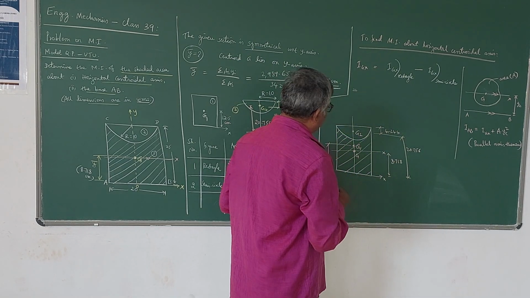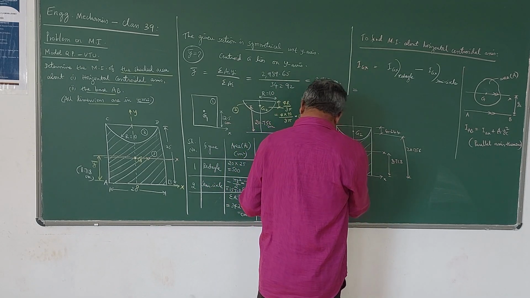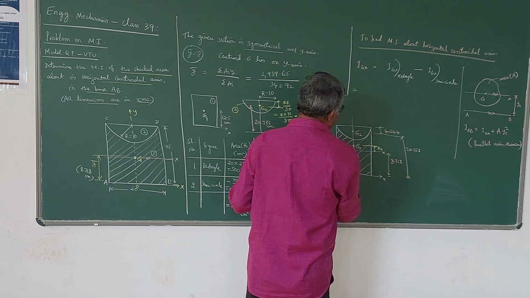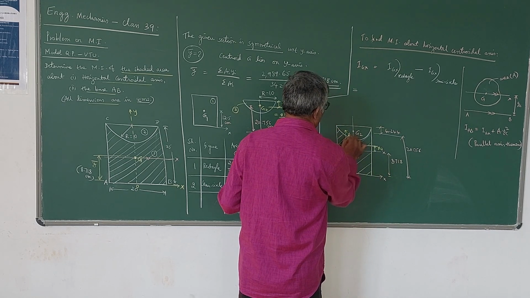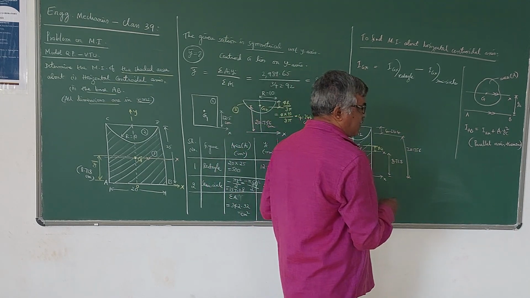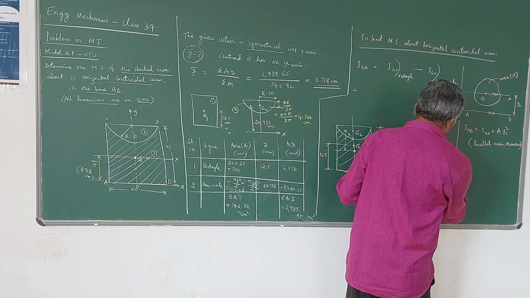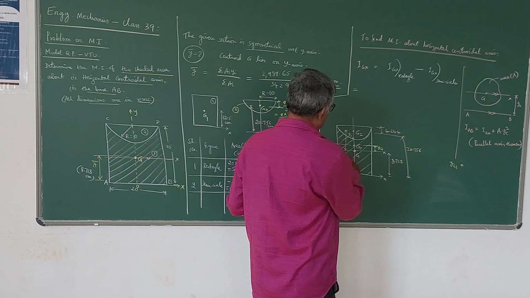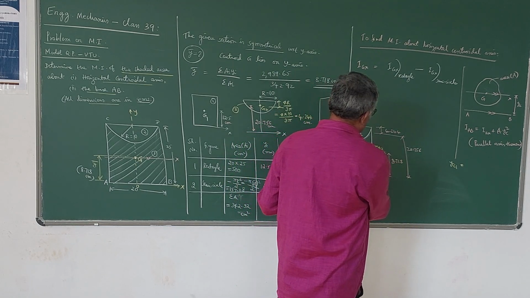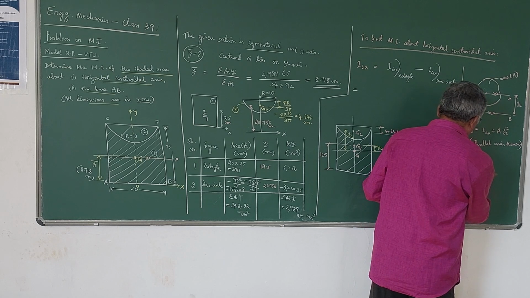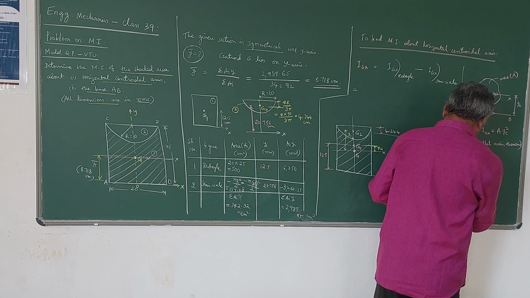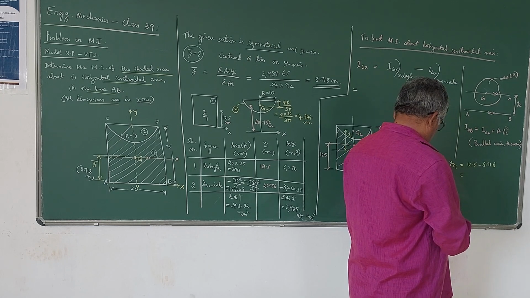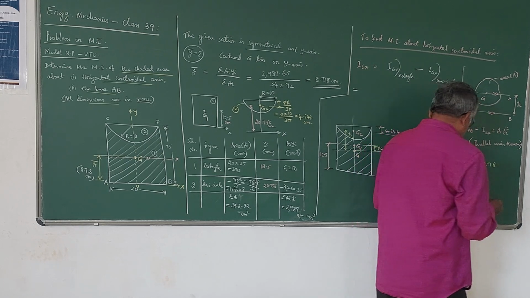I will take the distance between G and G1 as YC1. So this is for the first one. I will take G to G2 as YC2. So from this diagram, let us calculate YC1 and YC2. YC1 is equal to the distance between G and G1, which is 12.5 minus 8.718, which is nothing but 3.782.